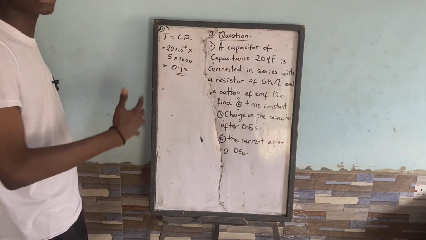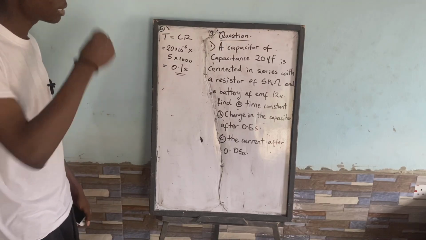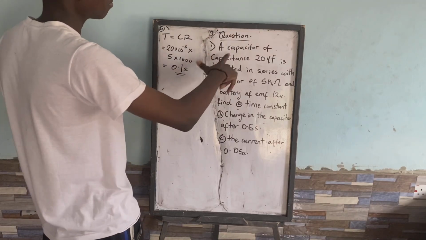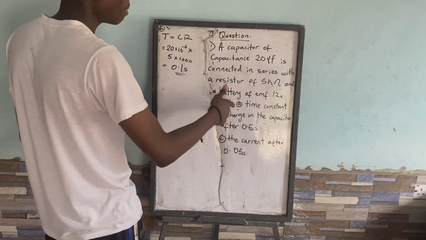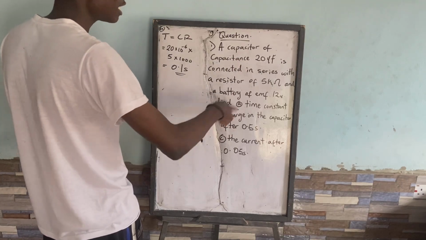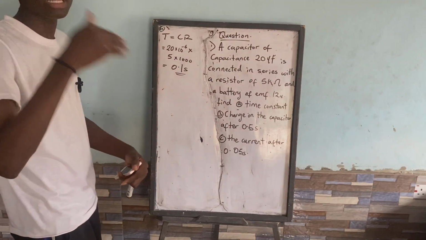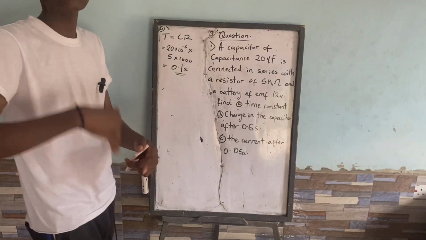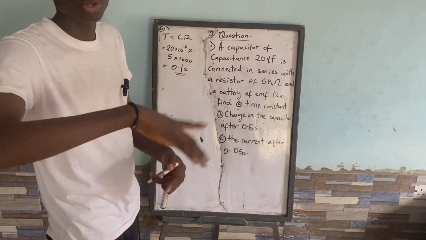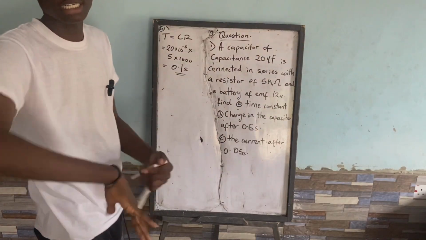So since we know that our capacitor is charging, because it said the capacitor is connected in series with the resistor of 5 kilo ohms and the battery of EMF 12 volts, we are looking for the charge on the capacitor after 0.5 seconds. That means after 0.5 seconds, what is the charge that will be on the capacitor, because it is currently charging. Now we clear about that?